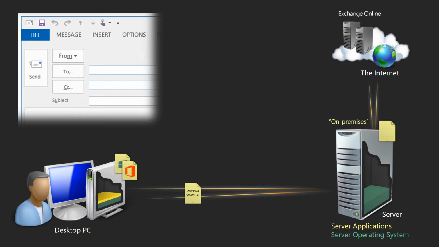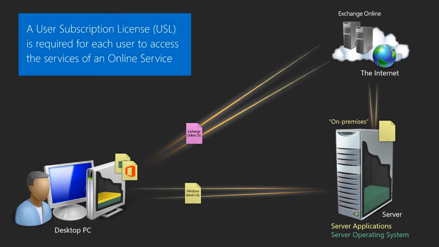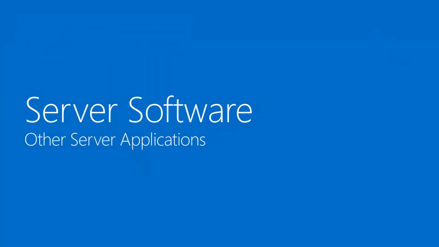What he would need, however, is an Exchange Online USL. A USL is a user subscription licence, and it's required for each user who is accessing the online service. Online services are fast becoming a popular alternative to on-premises solutions, and in fact we'll see that many of the other server applications we look at do actually have online alternatives. Let's continue now with some other server applications.